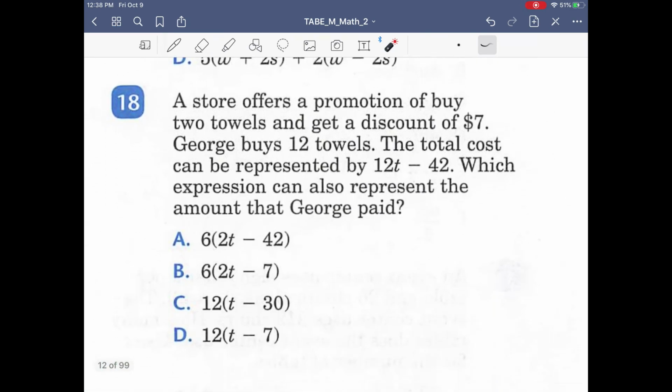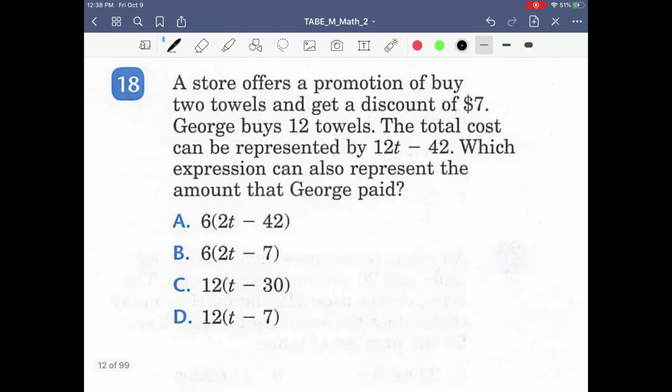And finally, number 18. A store offers a promotion of buy 2 towels and get a discount of $7. George buys 12 towels. The total cost can be represented by 12T minus 42. Which expression can also represent the amount that George paid? Now when I look at these answers, I see parentheses. So that tells me that they have factored to get their answers. They have broken down the original expression. So that's what I'm going to do.